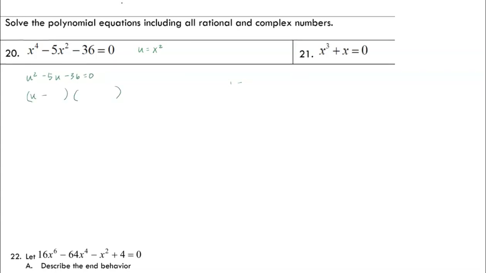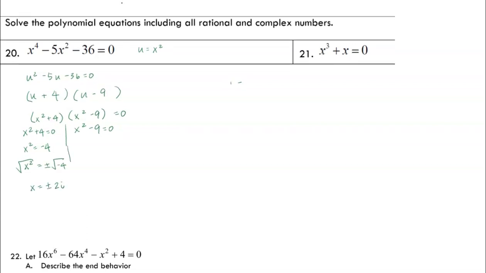So u plus 4 and u minus 9. Was that 4? Yeah, 4 and 9. Yes, 9 and 4. And so that becomes x squared plus 4 and x squared minus 9 equals 0. We have x squared plus 4 equals 0, and x squared minus 9 equals 0. X squared equals negative 4, so x equals plus or minus the square root of negative 4, so x equals plus or minus 2i.